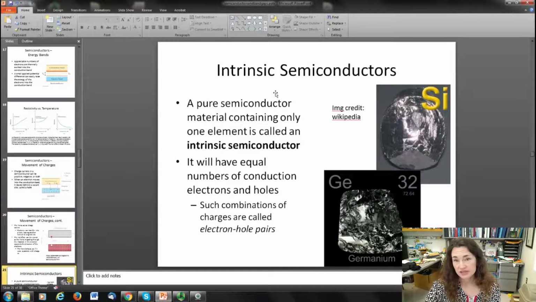There are intrinsic semiconductors. Silicon and germanium are examples of that. These are pure materials that contain only one element, and they have equal numbers of conduction electrons and holes. For every electron that moves up, it creates a hole, and those electron-hole pairs are the charge carriers.